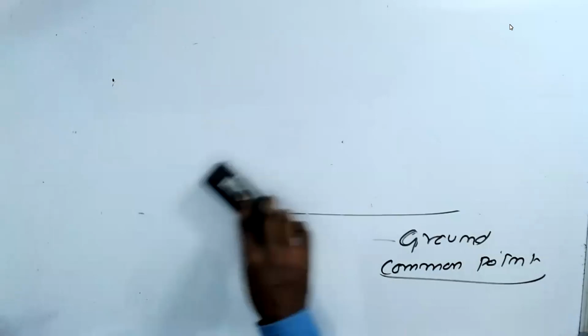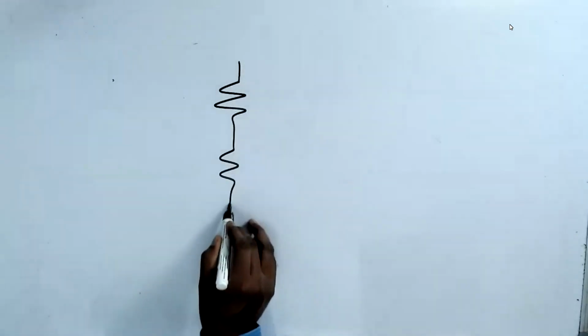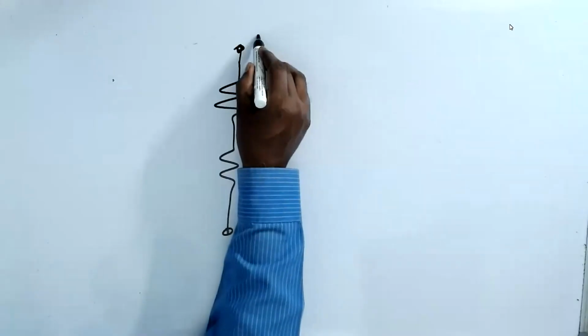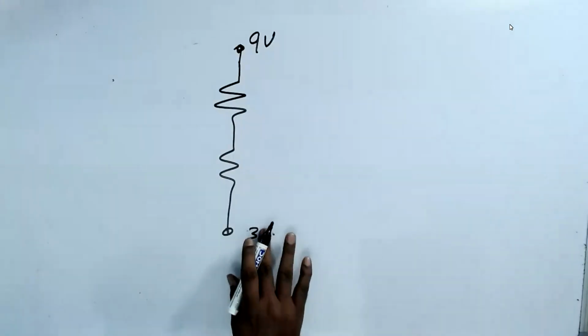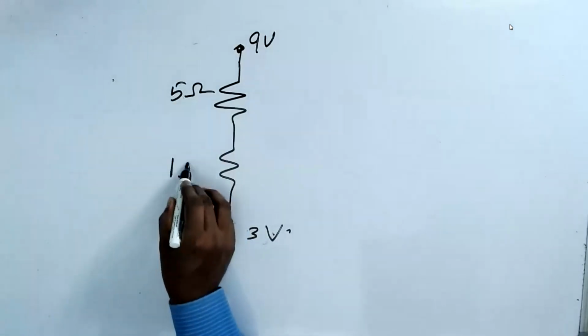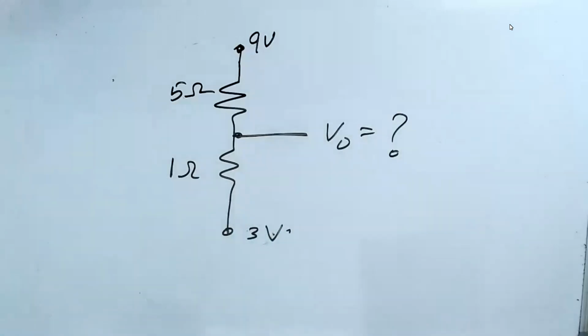Now let me ask you a question, and let me see how you answer. I have two resistors, and this one is 9 volt, this one is 3 volt. This one is 5 ohm, this one is 1 ohm. What is the voltage here, V naught? Can you tell me? What is V naught? If you can give an answer in 1 second, you are the greatest guy.